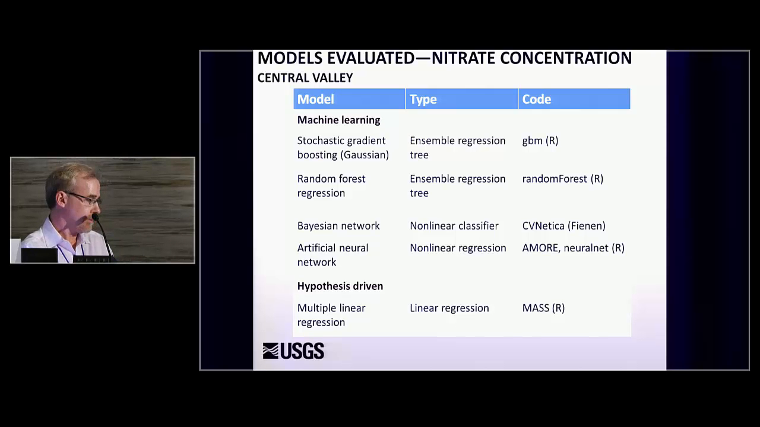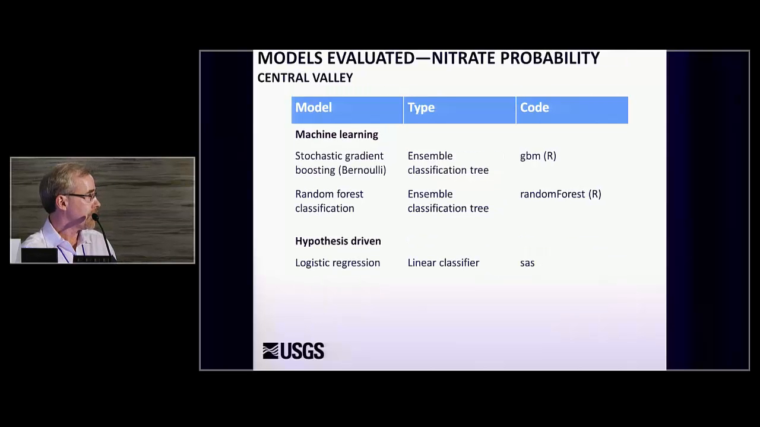So these are the models that we evaluated for nitrate concentration, and we were also interested in methods of predicting nitrate probability. Again, you can use tree methods here, but there are slightly different formulations. In this case, the boosted regression model, rather than a Gaussian formulation, is Bernoulli. You can get probabilities from that, and random forest classification will get you probabilities. And then for the hypothesis-driven approach, we also took a look at logistic regression, which we have used a lot in the NAQUA program.